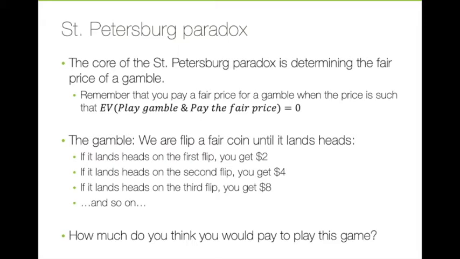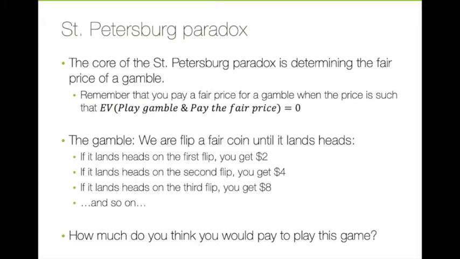So let's lay out the paradox. The core of the paradox is driven by our rule for determining the fair price of a gamble. Remember from lesson 11 that the fair price of a gamble is the price that makes the expected value of playing the gamble and paying the fair price equal 0. So whatever you should expect to get from the gamble, you subtract your fair price from that and get an expected value of nothing. We'll calculate the fair price in a minute. But first, let's lay out what the gamble is.